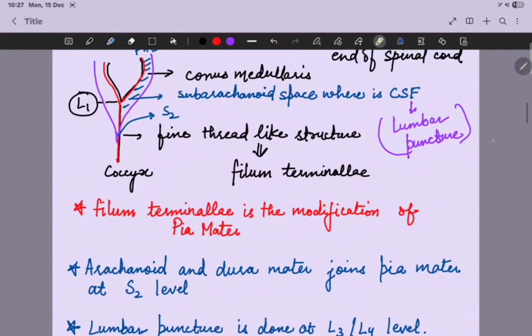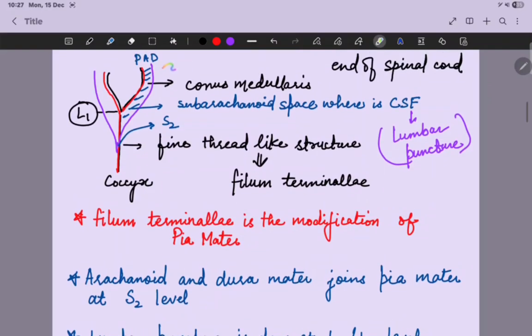We can see here, and then this purple one is the arachnoid and the dura mater. The arachnoid and the dura mater will join the pia mater here at the level of S2. Between the pia mater and this arachnoid and dura mater lining, we have this area which is filled by the CSF. The cerebrospinal fluid is present here on both sides, and this area is known as the subarachnoid space. This is the space where the CSF is present, and it is used for the lumbar puncture.